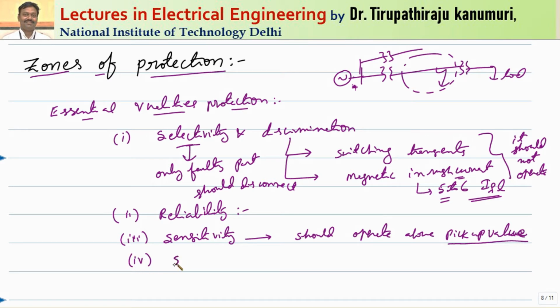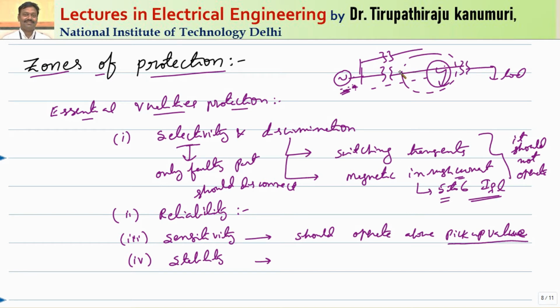Then the fourth one that should be there, that is the stability. So the stability means, whenever the fault is happening, let us assume I am taking a particular zone, the fault is in some another zone. Let us take for example in this case. So the fault is in this zone, but the current is supplied by your generator also. But your generator should not affect, only your transmission line should disconnect.